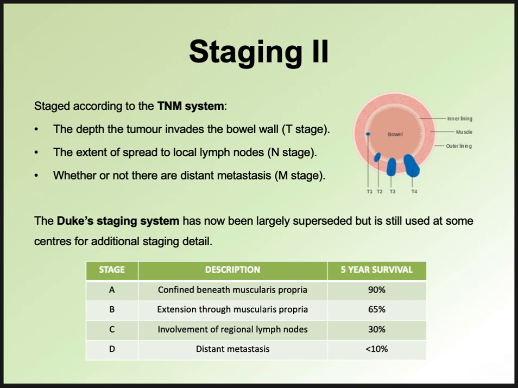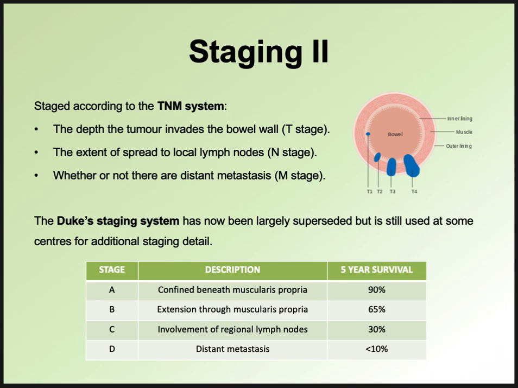Staging can be done using the TNM system. The TNM system looks at 3 factors. The T stage is the depth the tumor invades the bowel wall. The N stage is the evident extent of spread to local lymph nodes. And the M stage, which is simply a yes or no, is whether or not there are distant metastases.